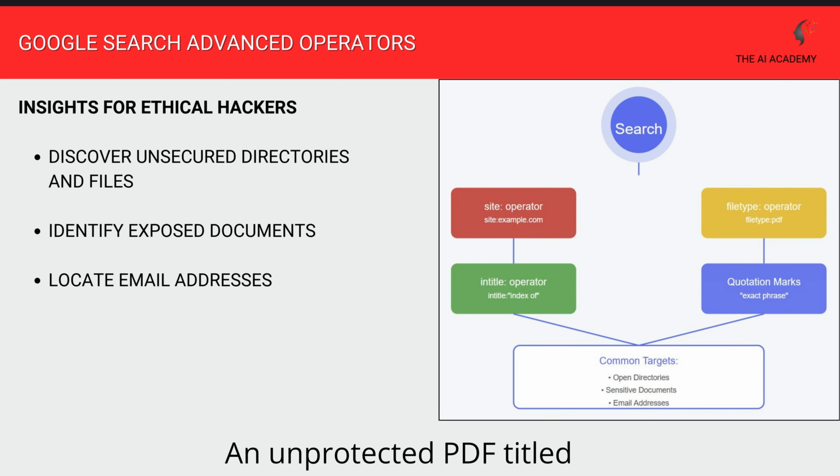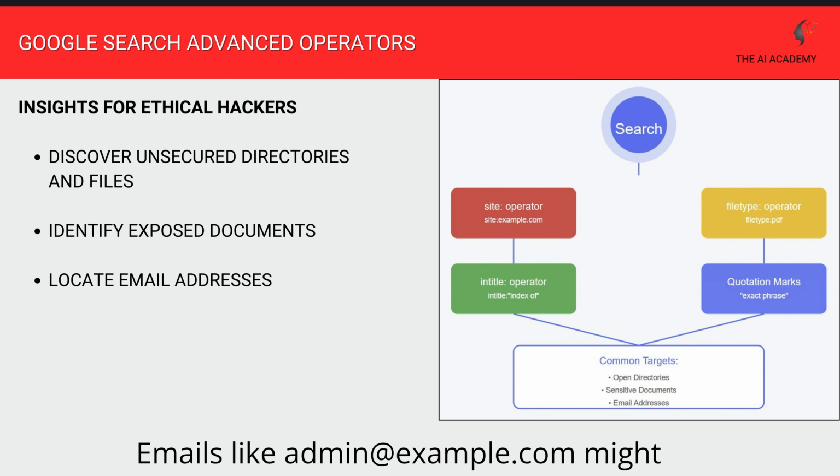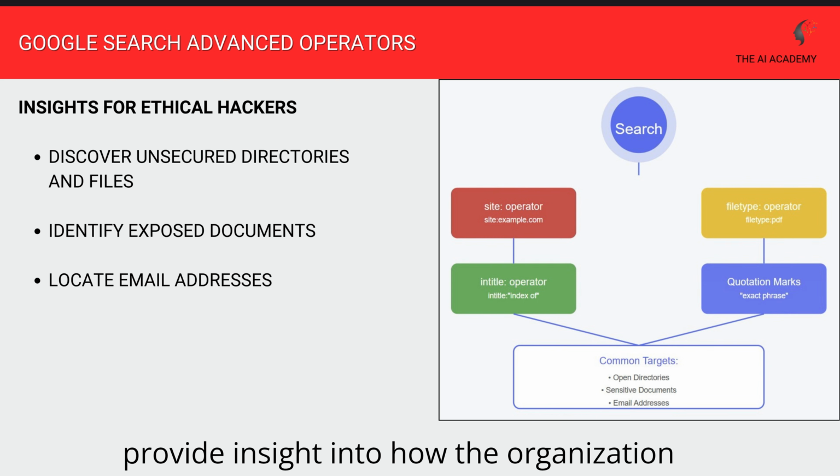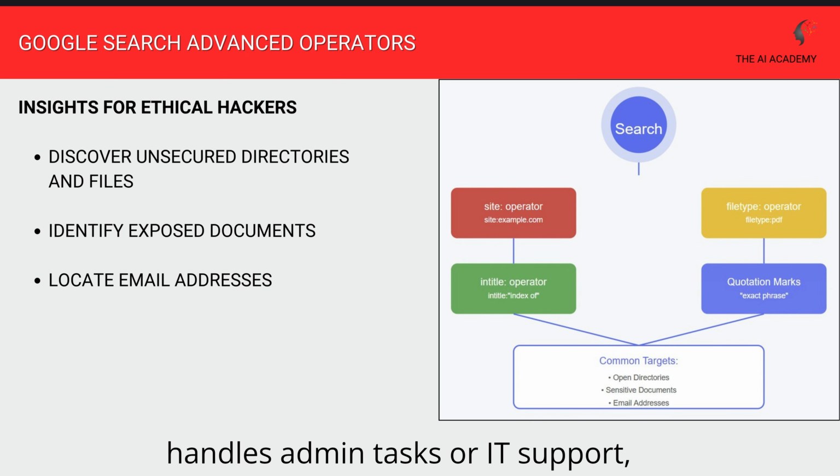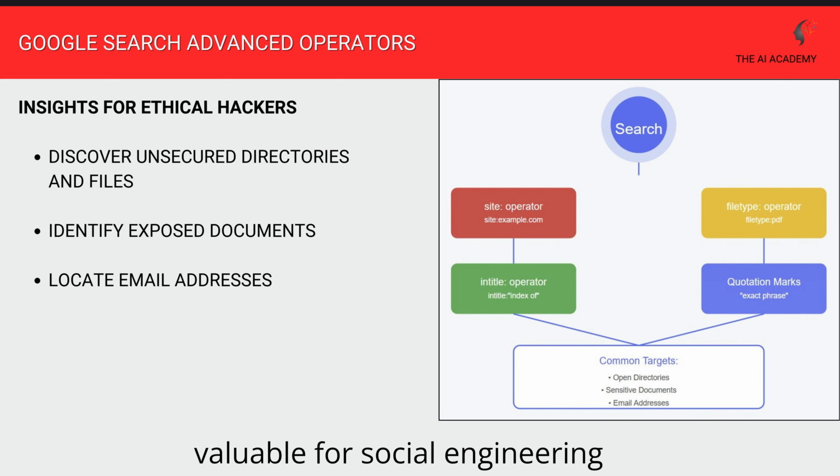Example: an unprotected PDF titled internal_audit_2023.pdf could highlight vulnerabilities. Locate email addresses. Emails like admin@example.com might provide insight into how the organization handles admin tasks or IT support, valuable for social engineering simulations.